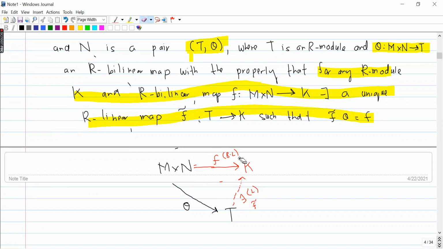What is the meaning of this thing? Sir, you are calling theta bilinear and also calling f bilinear. Yes, both are bilinear, but okay. So theta. Okay, class, just wait for a minute.